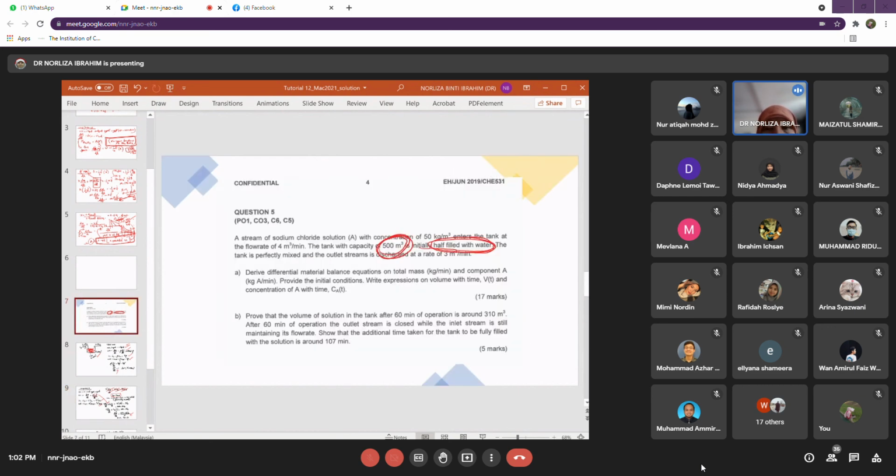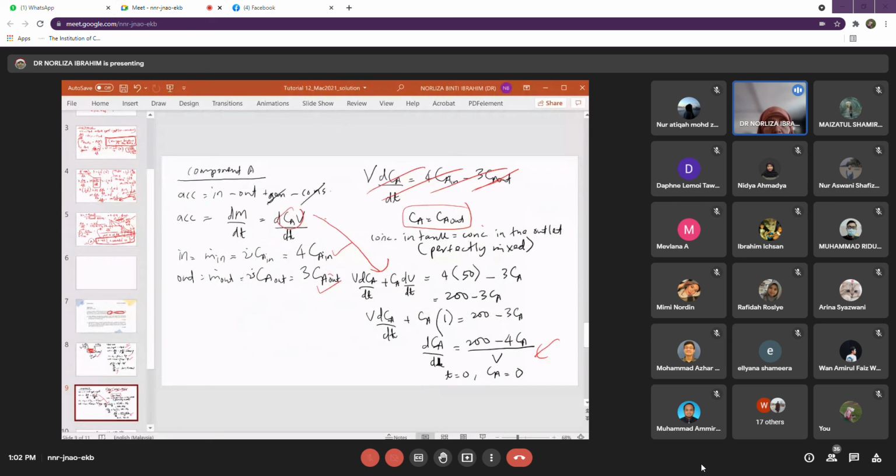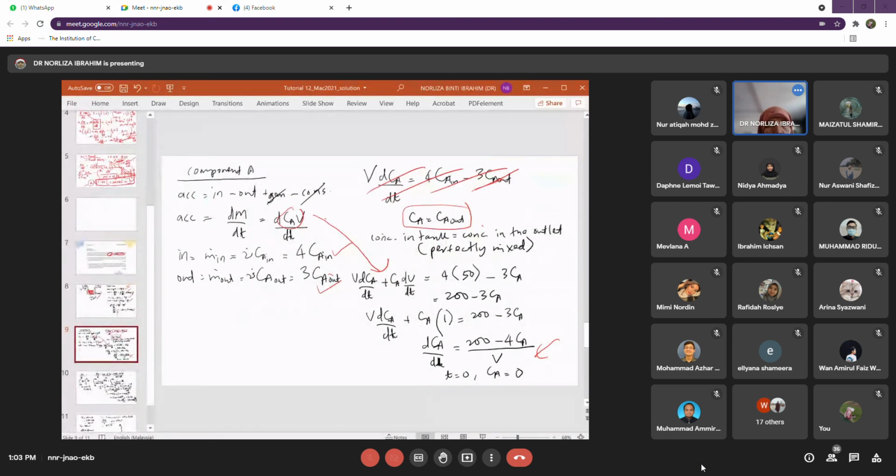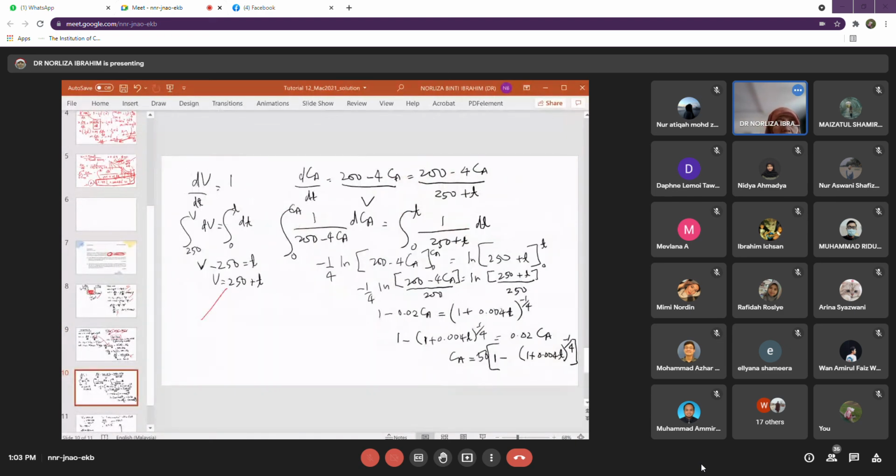Okay, so write the volume with time and concentration with time. So in A, you need to already integrate. You have to integrate your V. This is your dV/dt. You got 250 plus t. And then you put this V here. And then integrate the dCA over dt. So you got this one. Okay, your CA is 50, simplify, simplify.